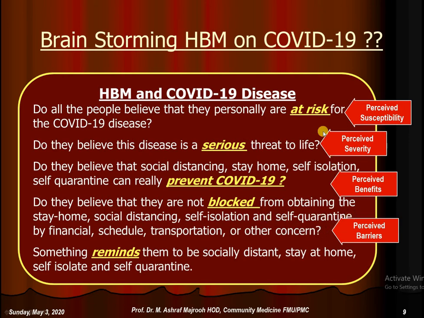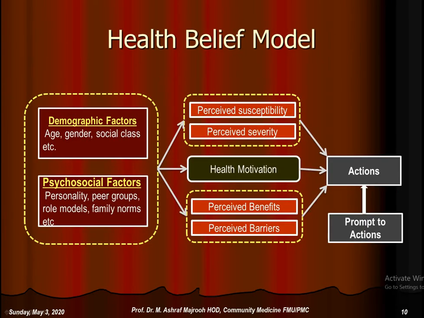So, for the behavioral change of COVID-19, these four pillars have to be addressed, and some reminders are required socially for social distancing, stay home, and self-isolation and self-quarantine. These actions are known as prompt signals. So prompt signals are required, but they are for all four levels.